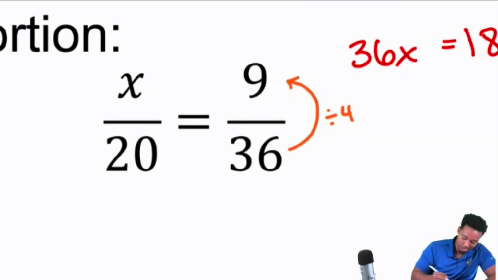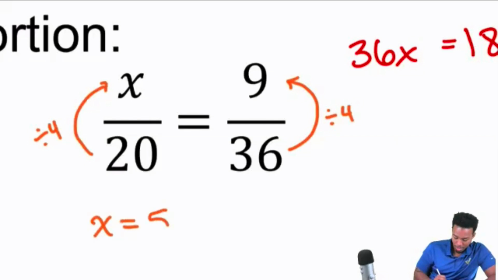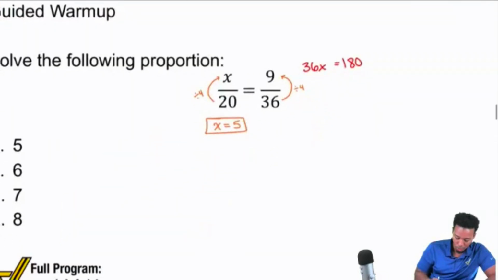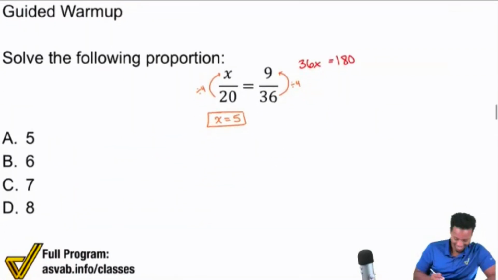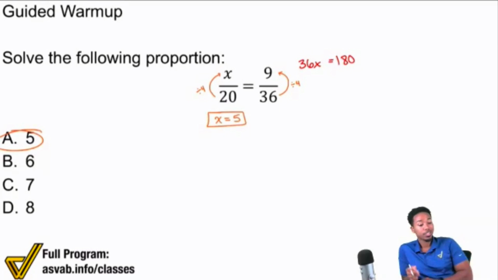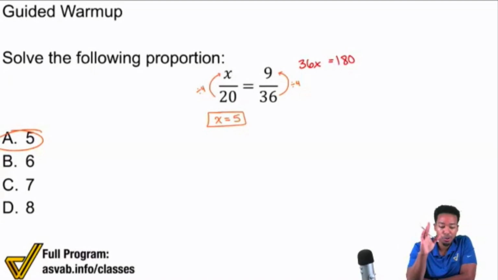Compare the same things in the same way. 20 divided by 4 gives you what, everybody? x equals 5. Done, no problem. No problemo. Can't even speak my native language the right way. But there it is. The answer will be A, 5. Before I continue, very quickly, yes or no, does this make sense?